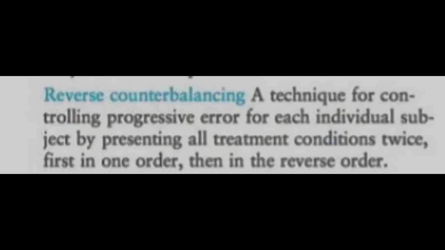Next, we have ABBA counterbalancing, a technique for controlling progressive error for each individual subject by presenting all treatment conditions twice, first in one order, then in reverse order. In reverse counterbalancing, the ABBA procedure works to balance out the effects of progressive error.